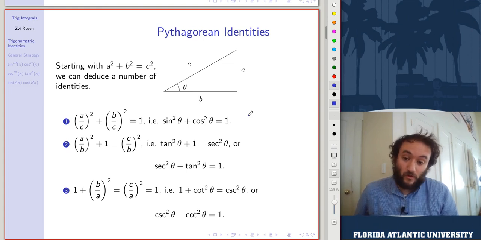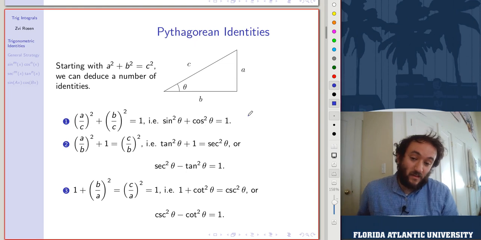Similarly, we can divide through the whole equation by B squared. When we do that, we'll get tan squared theta plus 1 equals secant squared theta. And just rearranging a bit, we get secant squared theta minus tan squared theta equals 1.